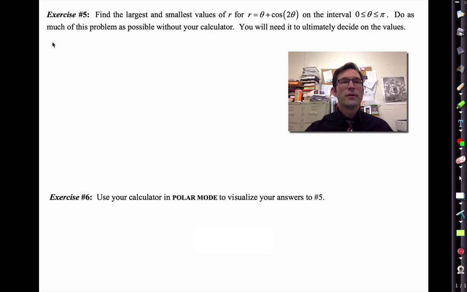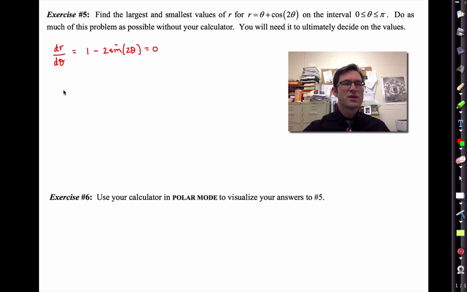All right, let's go through it. It really is the same procedure. There's nothing different. Right, dr d theta, that's going to be 1 minus 2 times the sine of 2 theta. Think about that for a minute if you need to. Right? It's a little chain rule, but it should be pretty easy.